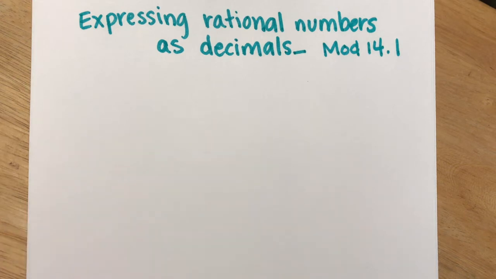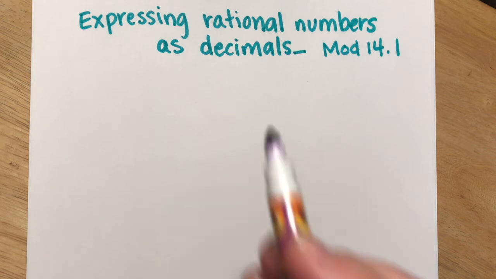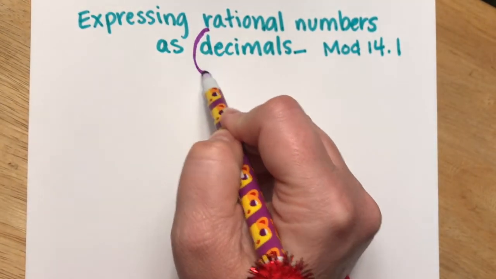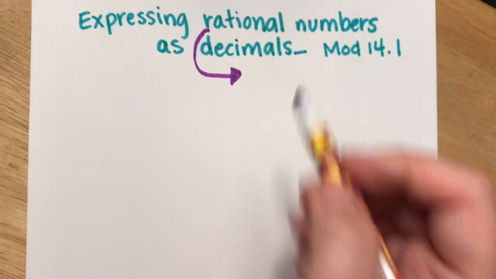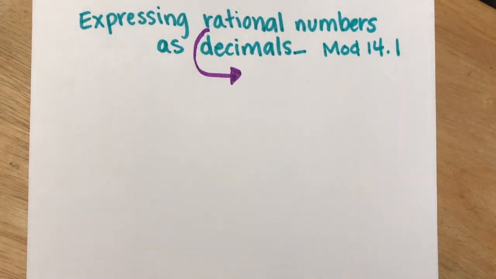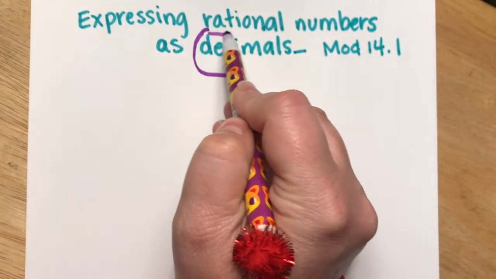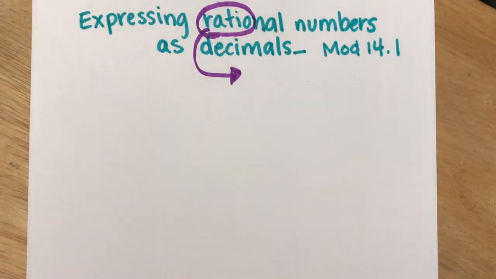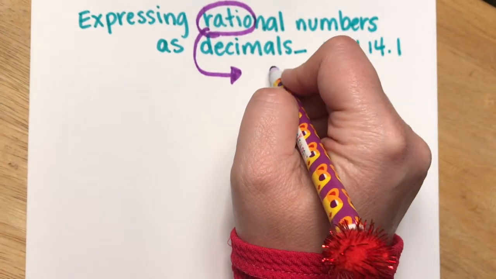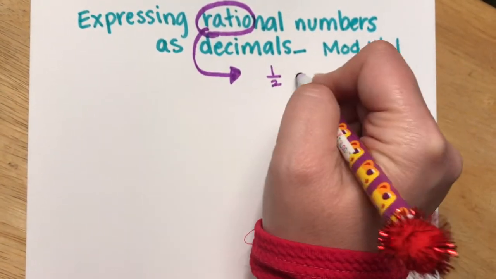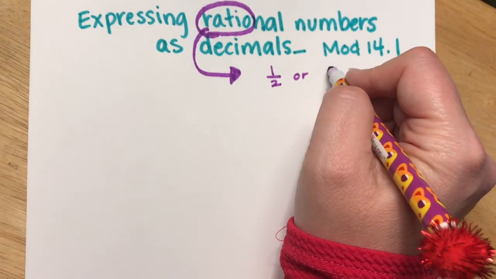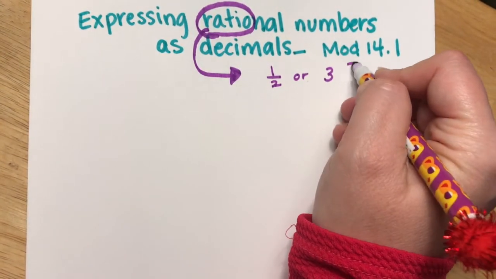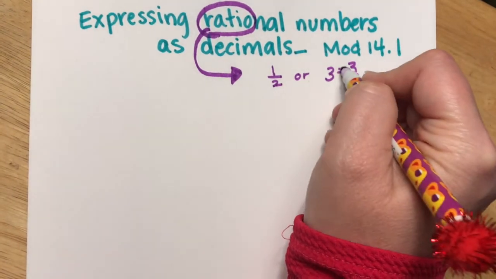So the first part for Module 14.1, you can look on page 437 for it, was expressing rational numbers as decimals. And it's important for you to think of what a rational number is and define it for a second before you move on. And inside this word rational, we see the word ratio. And so that's what a rational number is. It is a number that can be expressed as a ratio, such as 1/2, or the number 3 can be written as 3/1, so that's a rational number.